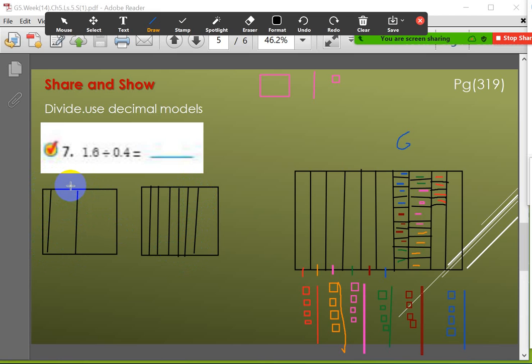Girls, stop typing on the chat. Please try to find the answer.